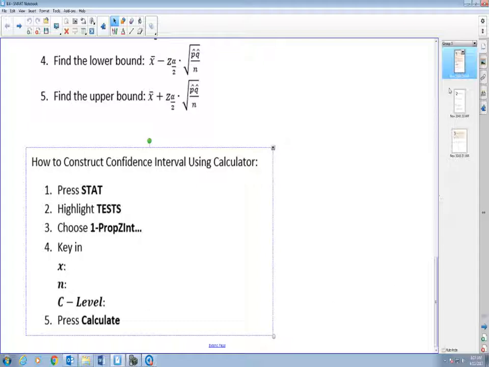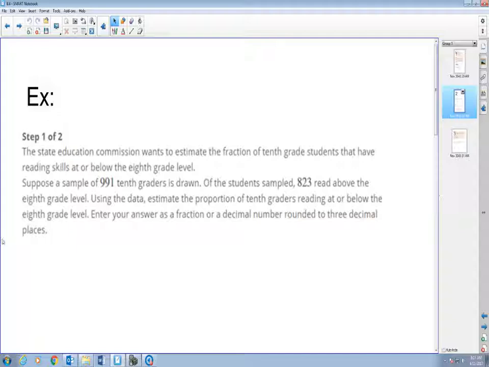I'm gonna show you an example real quick. For example, the State Education Commission wants to estimate the fraction of 10th grade students that have reading skill at or below the 8th grade level. When they say the word fraction, we know we can turn it into a decimal, then into our percentage. Suppose a sample of 991 10th graders is drawn. Of the students sampled, 823 read above the 8th grade level.